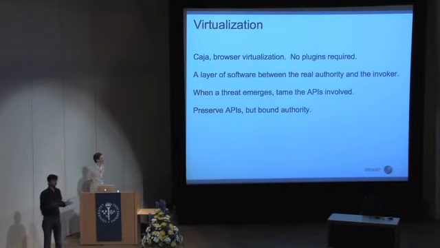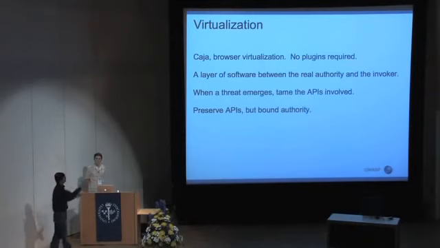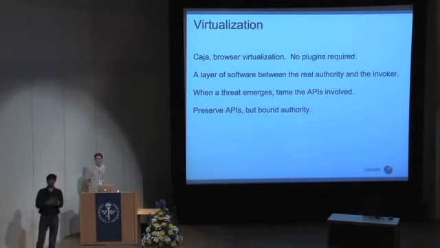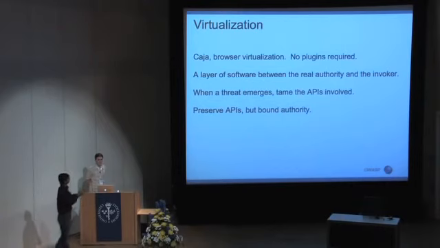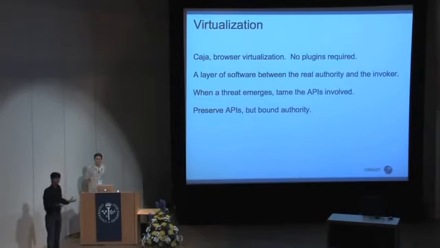Now, this is important because we needed to be able to target a large number of different browsers. So we target all browsers from IE6 onwards, Firefox 2 onwards. And the way we do this is we introduce a software interposition layer between the real authority that browsers hold and the virtual authority that we end up granting to third-party code. And the way in which we expose this authority is in the choice and implementation of the virtual APIs that we expose to third-party code.